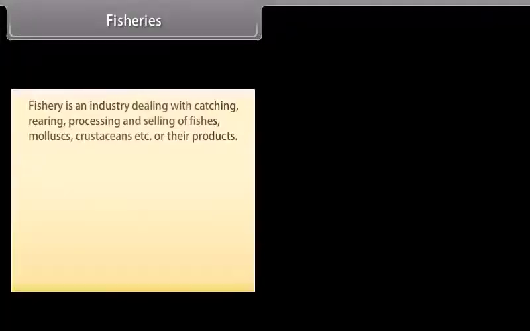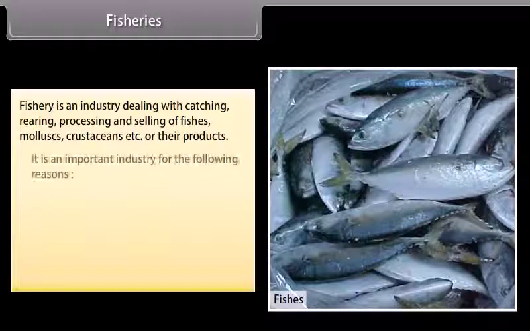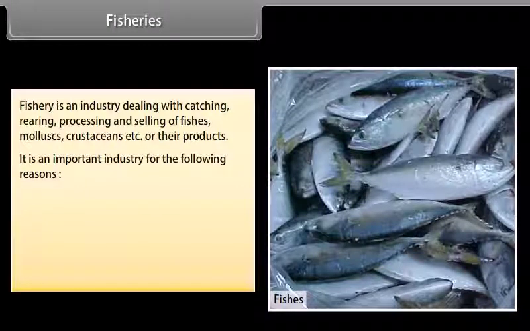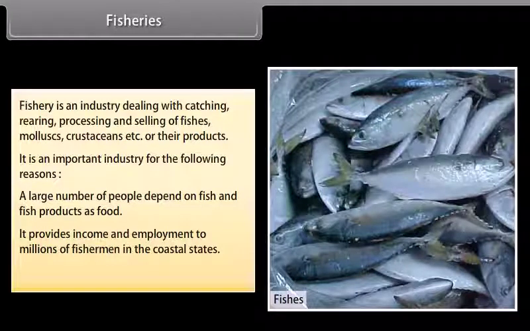Fisheries. Fishery is an industry dealing with catching, rearing, processing and selling of fishes, mollusks, crustaceans, etc. or their products. It is an important industry for the following reasons. A large number of people depend on fish and fish products as food. It provides income and employment to millions of fishermen in the coastal states.